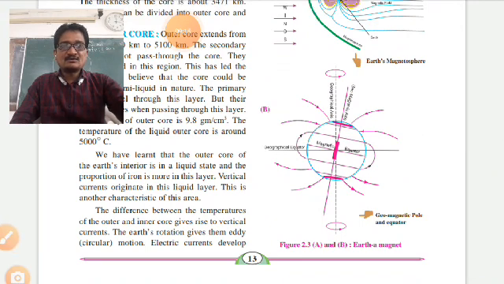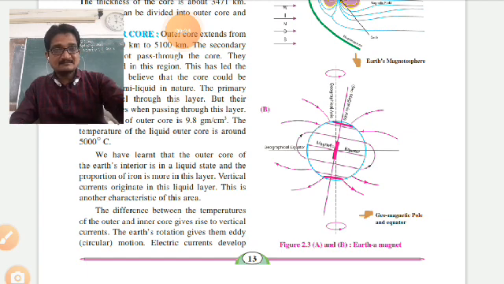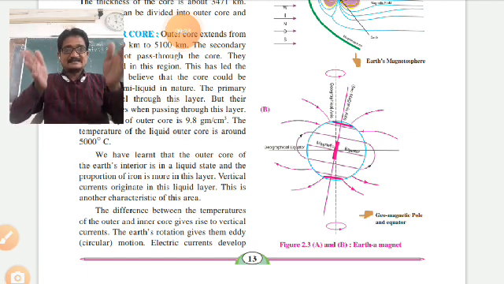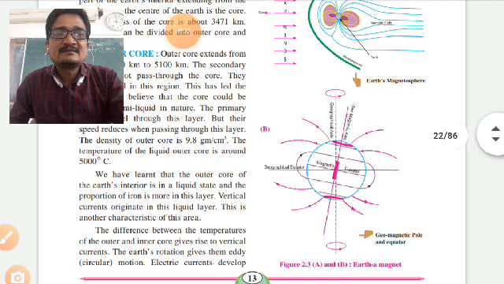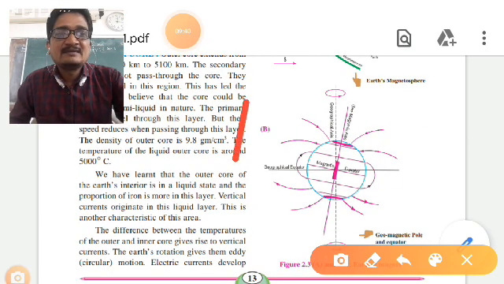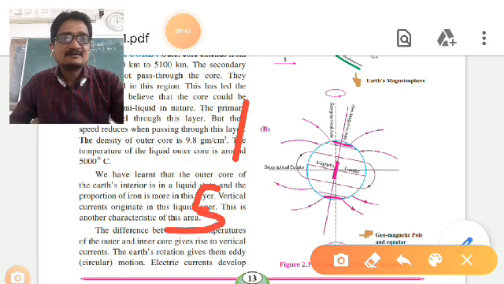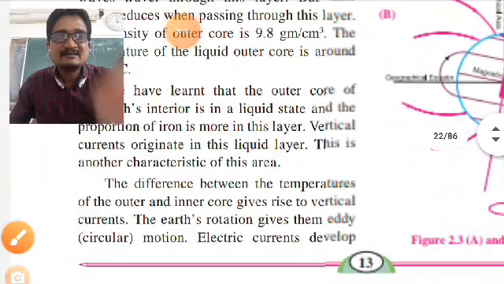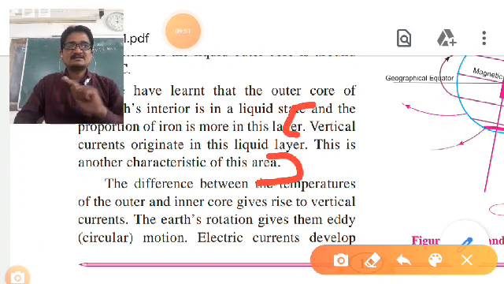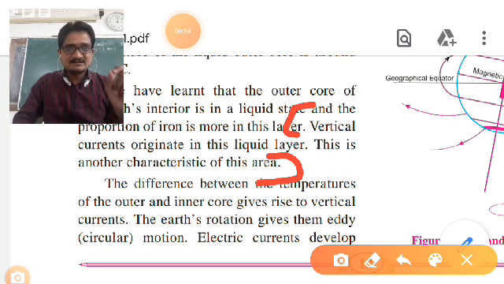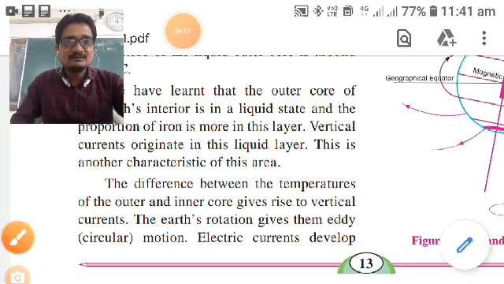We have learned that the outer core of the Earth's interior is in a liquid state, and the proportion of iron is more in this layer. Vertical currents originate in this liquid layer. Vertical waves are creating. This is another characteristic of this area. See, this one, vertical layers. This is another characteristic of this area. These points you can write down. This is homework for you.